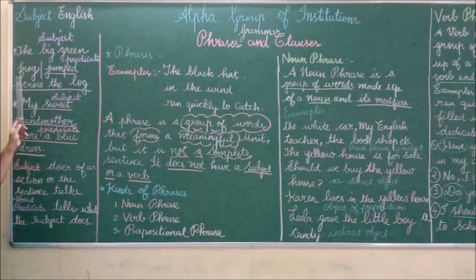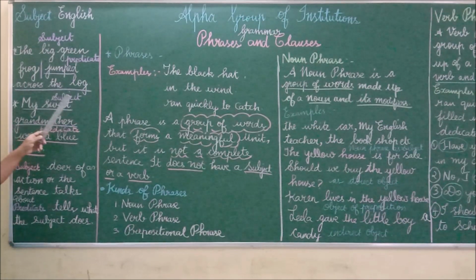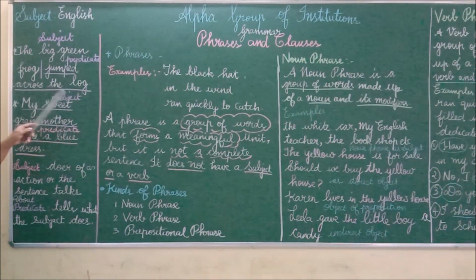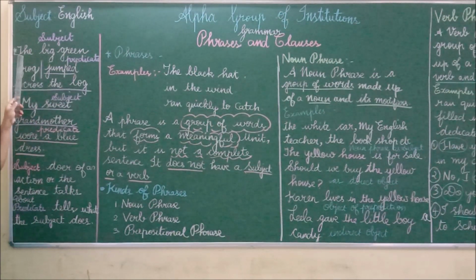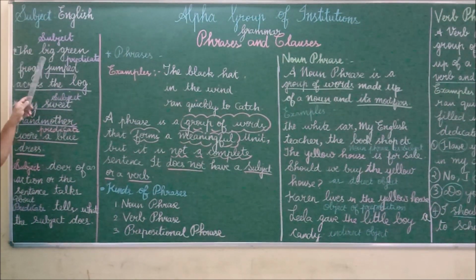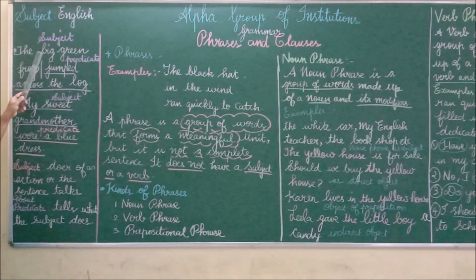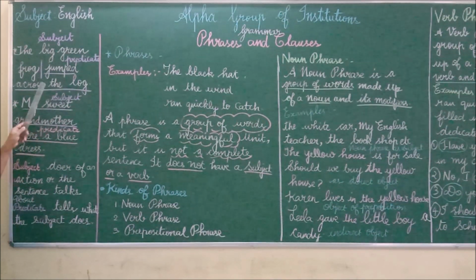The big green frog jumped across the log. In this sentence, which is the subject? The big green frog. Okay, you have to include the article "the" also. The big green frog is the subject. Jumped across the log is the predicate.